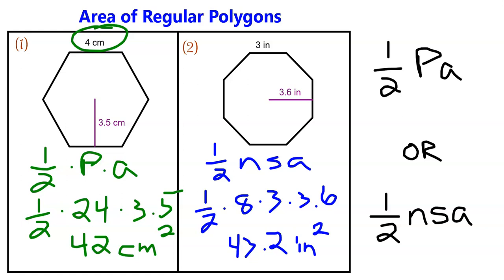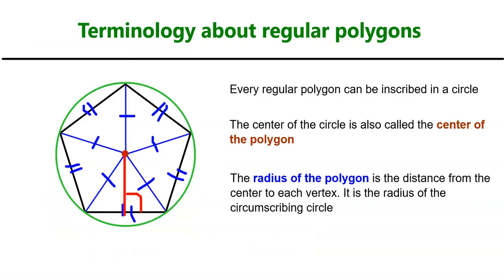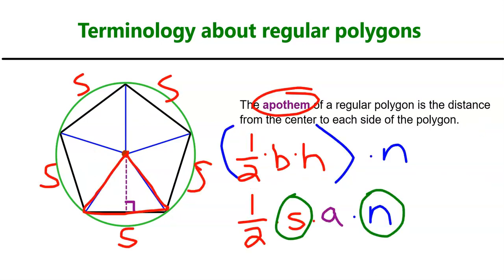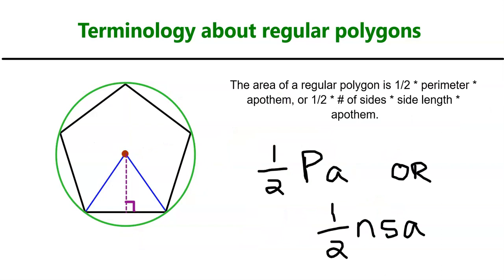The area of a regular polygon is based on the fact that the polygon can be inscribed in a circle, giving the polygon a center, which is the center of the circle, and the polygon a radius. And because the radii of circles are the same, we can talk about the height of each one of those triangles, something we call the apothem, which gives us the area formula 1/2 perimeter times the length of the apothem, or 1/2 the number of sides times the side length times the length of the apothem. And again, this only works for regular polygons, but that is the area formula.